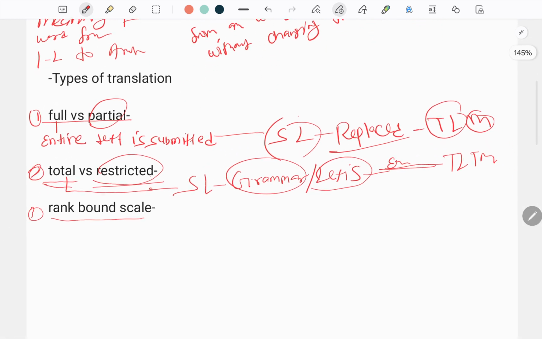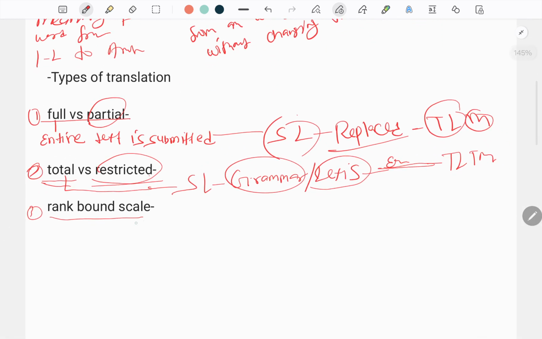The third and last one is rank bound translation. What is rank bound translation? Rank bound translation means that when we translate word to word, or sentence to sentence, or phrase to phrase, then this all comes under the rank bound scale.